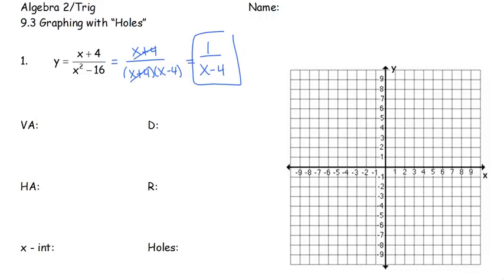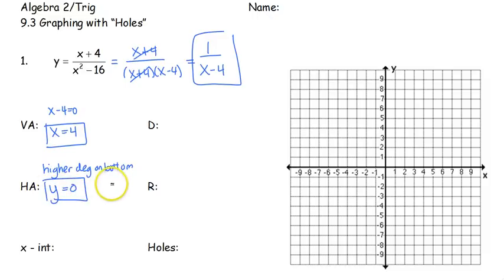So for the vertical, hopefully you remember, we are going to set the denominator equal to 0. So x minus 4 equals 0. We have a vertical asymptote at 4. For my horizontal asymptote, we have to look at the degrees. Since our higher degree is on bottom, we have that our horizontal asymptote is going to be at y equals 0.